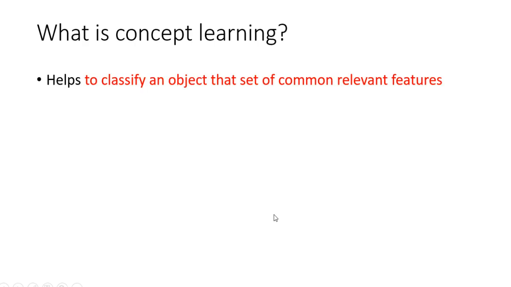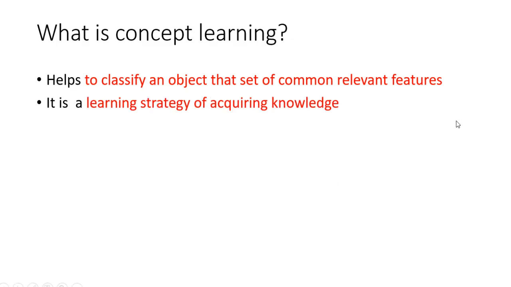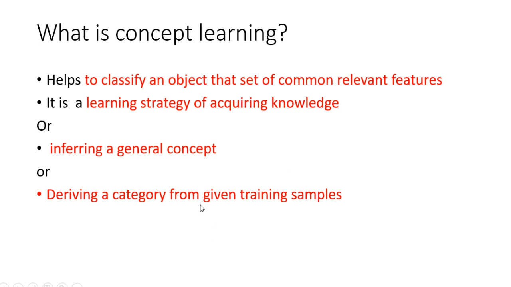The formal definition of concept learning is that it helps to classify an object that has a set of common relevant features. Let's say it helps to classify an apple based upon some common relevant features, like it is red or green in color, and this is the shape. So concept learning is a learning strategy of acquiring knowledge. Or you can also say that concept learning helps in inferring a general concept, or helps to derive a category from the given training samples, right?